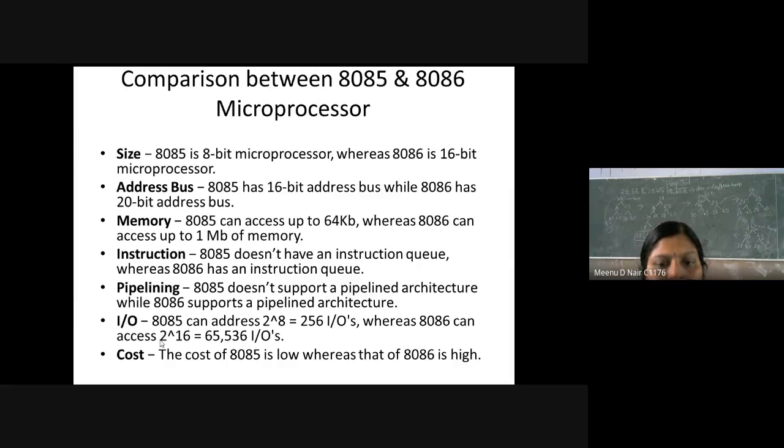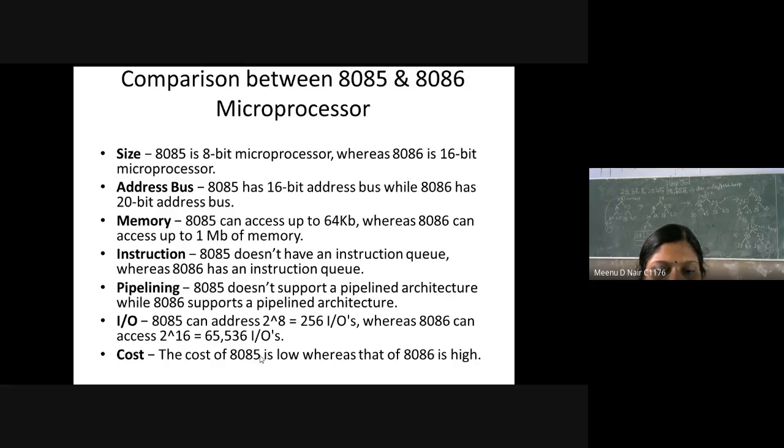Then input output access. The 8085 can access 2 raised to 8, that is 256, because its data bus is 8-bit only. So it can access 256 input output devices. But the 8086 is a 16-bit processor, so 2 raised to 16, that is equal to 65,536 input output devices. These numbers also you have to remember.